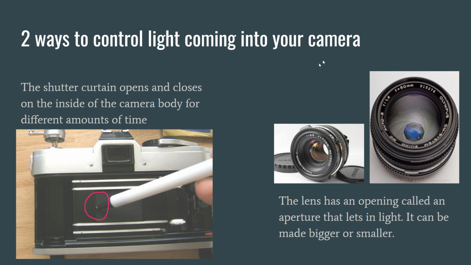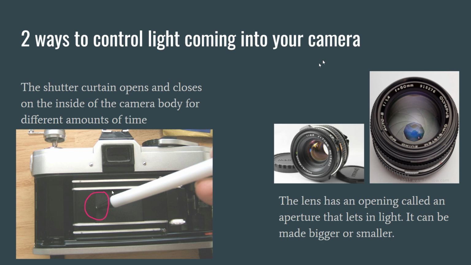As it opens and closes, light can come in, and with a film camera, it hits film, which is sensitized to light, or in a digital camera, it hits a sensor that also is sensitized to light, and then it records it digitally. So the shutter, a curtain, opens and closes, and light comes in.